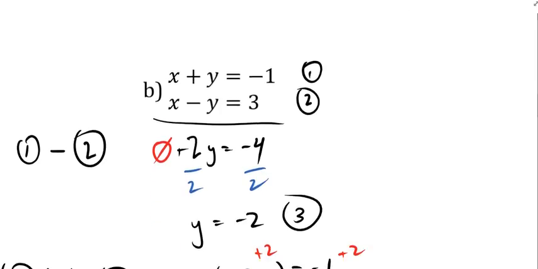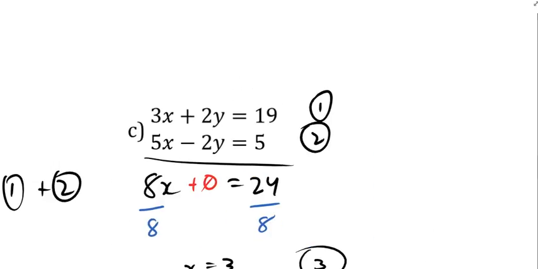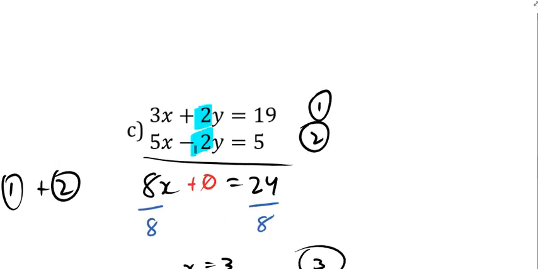Here's another one. What's a better example maybe? Here's one. So again, 2 and 2. That one will work. 3 and 5, that won't work. You add them, you get 8. You subtract them, you get 2. Doesn't matter what you do, it won't work.